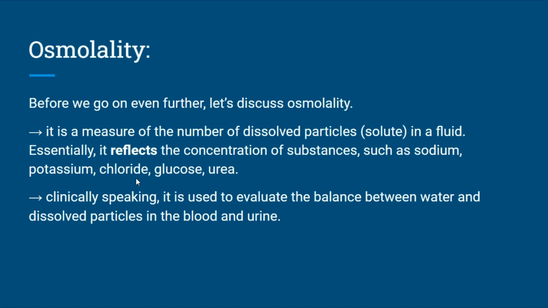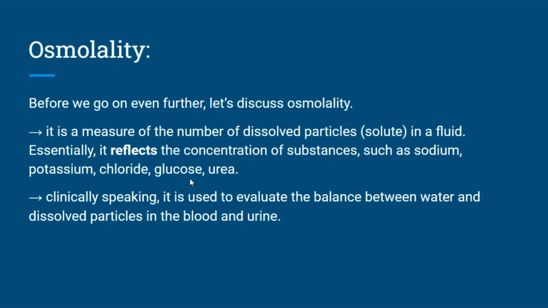Before we go into further discussion of the overview of the renal functions, we have to discuss a major concept called osmolality. So what is osmolality? It is a measure of the number of dissolved particles or solutes in the fluid. That's the basic or broad definition. From the renal point of view, it reflects the concentration of substances like sodium, potassium, chloride, glucose, urea, whatever is placed into that urine. That's what osmolality is referring to.